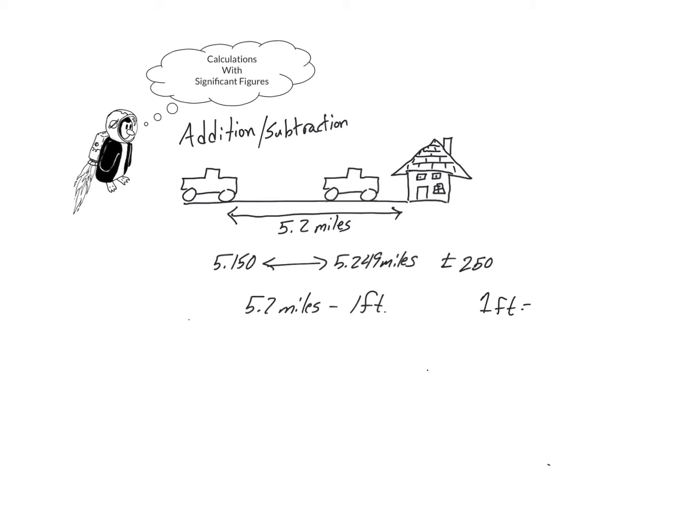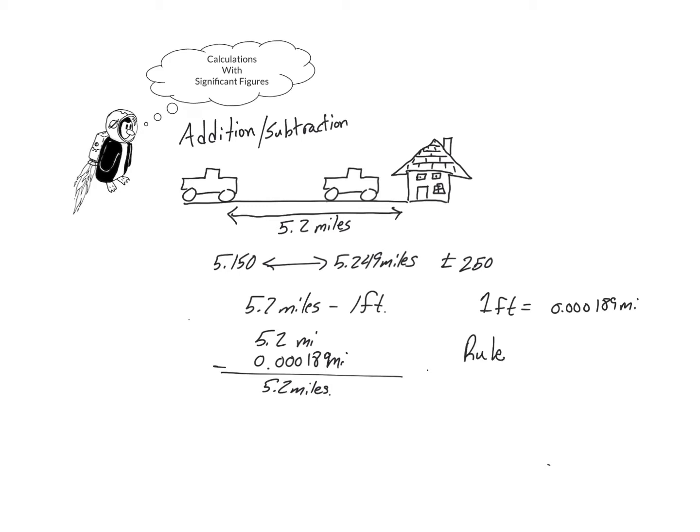1 foot is approximately 0.000189 miles. So we traveled 5.2 miles minus 0.000189. As you can see, this is so small, it doesn't really affect the outcome. Because if we're plus or minus 250 feet, adding 1 more foot is not going to make a big difference. So in the end, we say we traveled 5.2 miles.